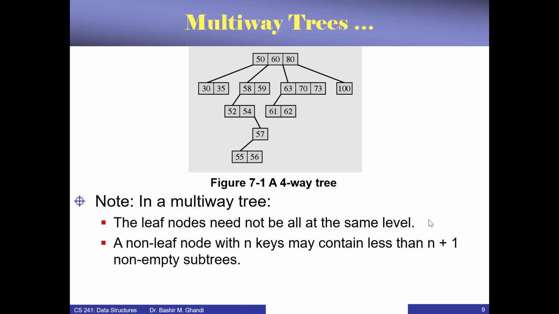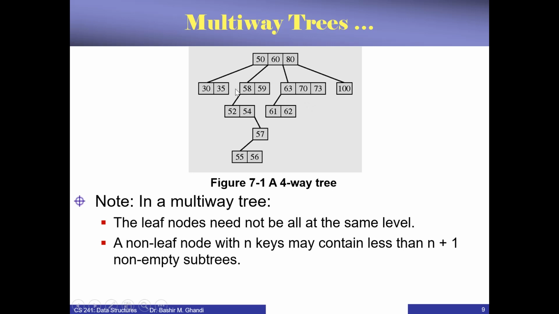Second point to note, a non-leaf node with n keys may contain less than n plus 1 non-empty subtrees. Ideally, if we have 3 keys, we should have 3 plus 1 subtrees. But here we have 3 keys and only 1 subtree.